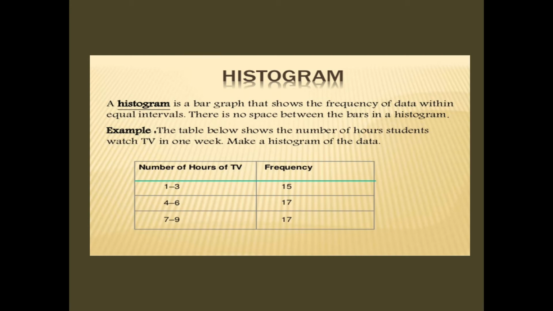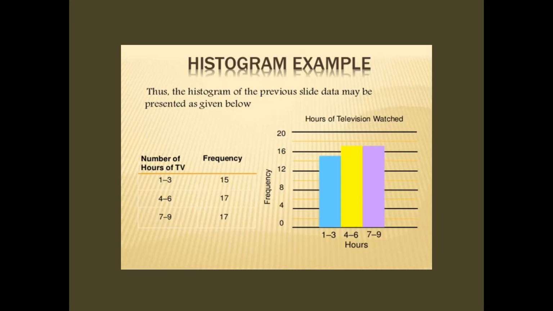The table below shows the number of hours students watch TV in 1 week. Here, from the table we can say that 15 students saw TV for the time interval of 1 to 3 hours. Similarly, 17 students saw TV for the time interval of 4 to 6 hours and another 17 saw TV for the time interval of 7 to 9 hours. Thus, a histogram of the data can be presented as shown here.